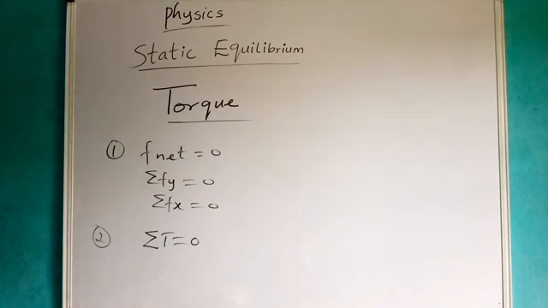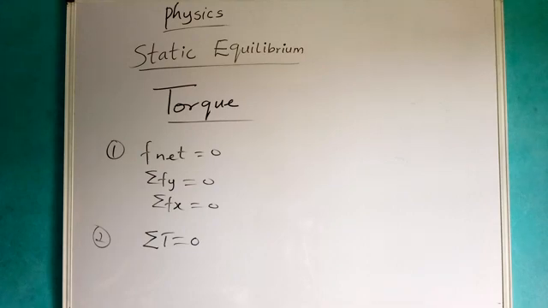But for this aspect of today's discussion, we are going to focus more on the second one, which is the sum of the torque equal zero. Now, let us see the meaning of torque. What is torque? Torque is also known as moment. Torque, also known as moment or moment of force, is the tendency of a force to cause or change the rotational motion of a body. It is a twist or turning force on an object.